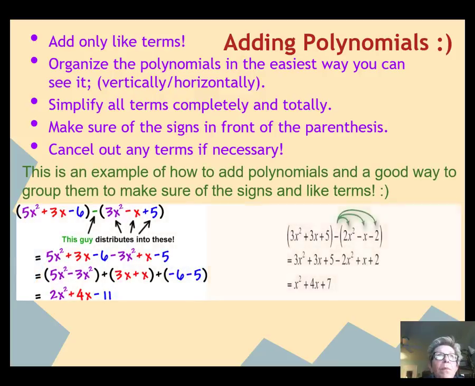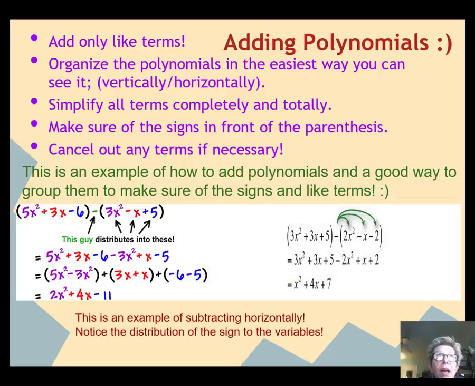The examples below are actually subtraction because you can see the negative in between. That negative must be distributed to each term in the right-hand side parentheses. So in the first one, the more colorful one on the left-hand side, it becomes negative 3x squared, a positive x, and a negative 5. This next step is grouping the like terms and then combining them in the last step to get 2x squared plus 4x minus 11.